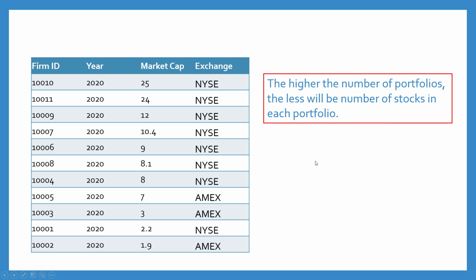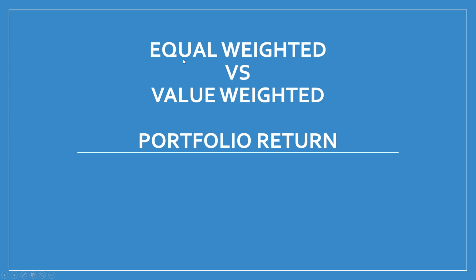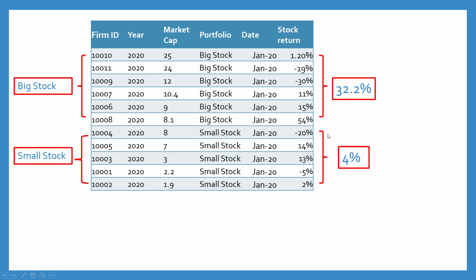Now, this is what we have already discussed. The higher the number of portfolios we have, the fewer stocks there would be in each portfolio. And then there is a trade-off between the number of portfolios we have and the number of entities we would have in each portfolio. Let's move to how we calculate equal weighted versus value weighted portfolio return.